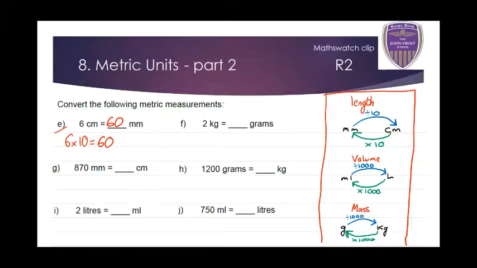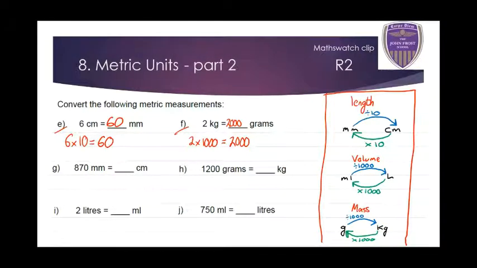Okay, now for question F, if I've got 2 kilograms and I want to know how many grams I've got, so I'm starting with kilograms and I want to see how many grams I've got. Again, I'm going from kilograms to grams, so I'm going to follow the green arrow. So I have to multiply my number by 1,000. So I have to multiply 2 by 1,000. 2 times 1,000 is 2,000. So therefore 2 kilograms is 2,000 grams. Okay, let's get rid of those.